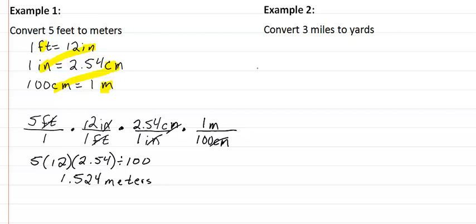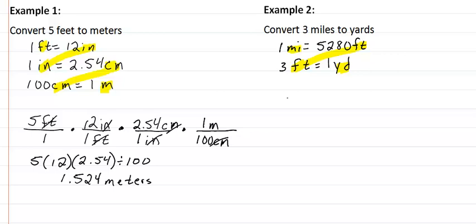Let's look at our second example. We want to convert miles to yards. Well, the only conversion I have for miles is that 1 mile equals 5,280 feet. Well, then I have a conversion that says that 3 feet equals 1 yard. So we started with miles. We went to feet, and then the feet takes us to yards to get where we're going.